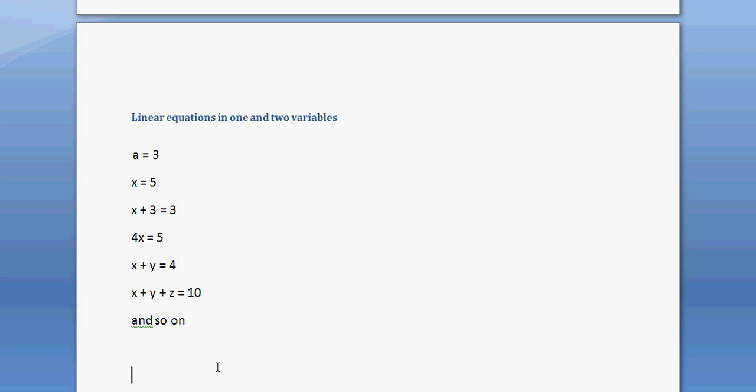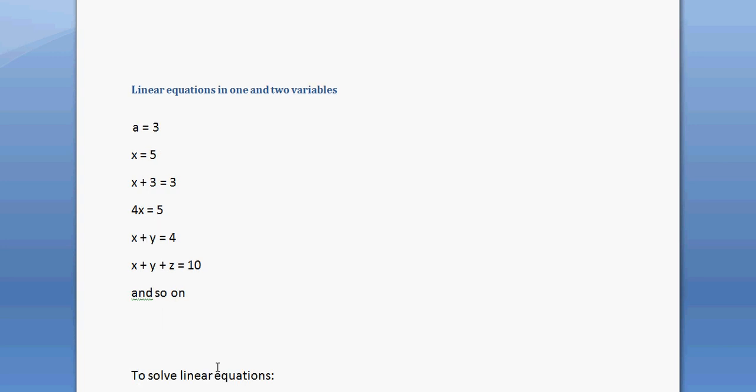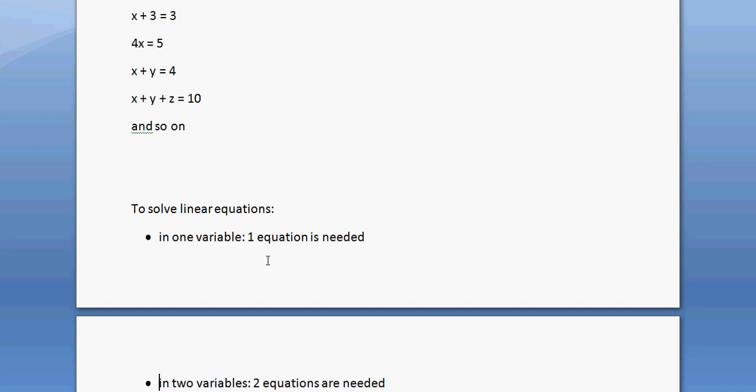We don't need much more terminology as far as our CSAT is concerned. Nobody is going to ask definitions and all that stuff. There would be some application questions. So to solve linear equations in one variable, for example, if we have 4x is equal to 5, to solve this, we can just write this implies x is equal to 5 by 4, right? So we get the value of the variable.